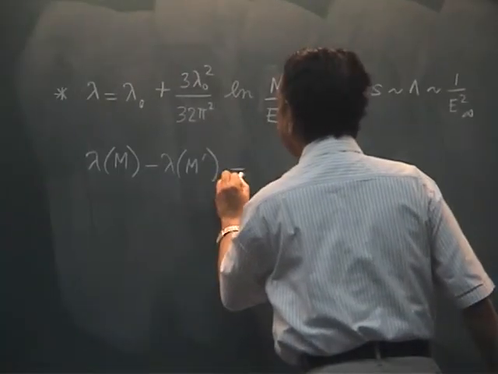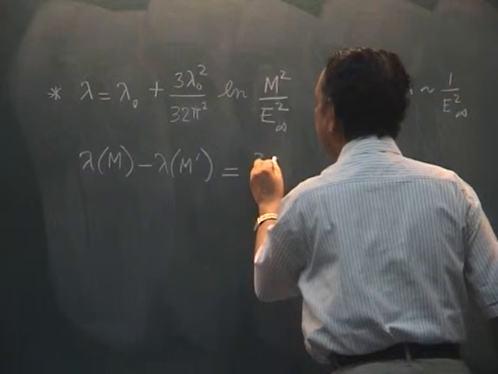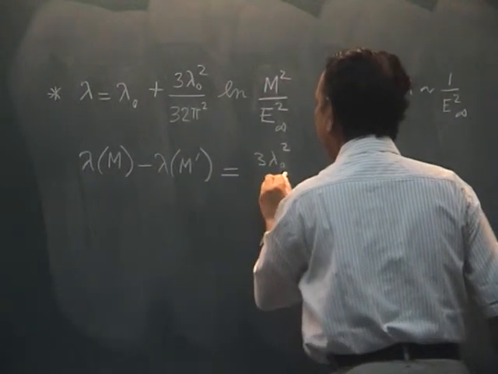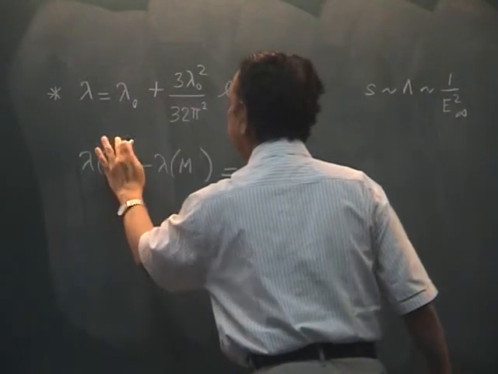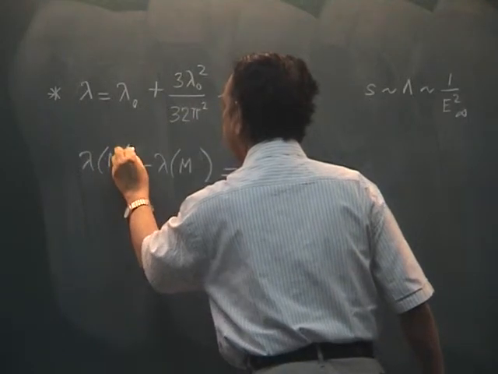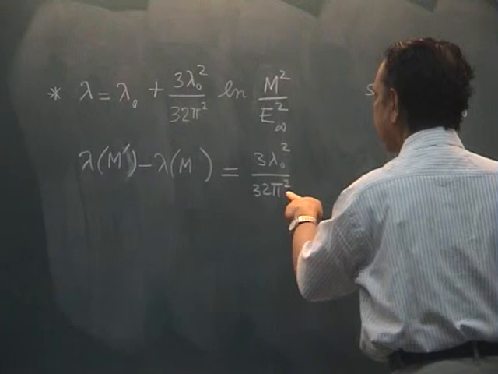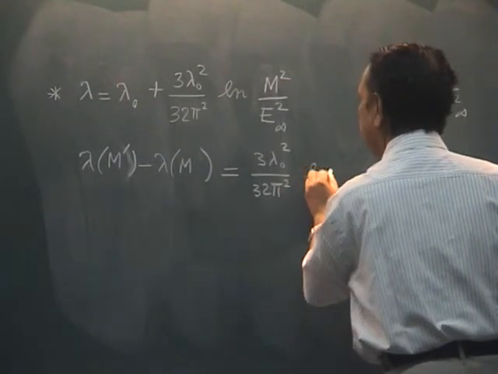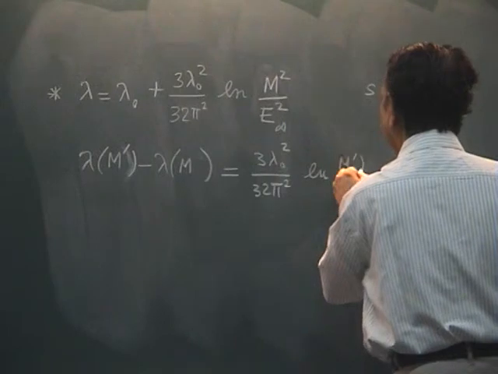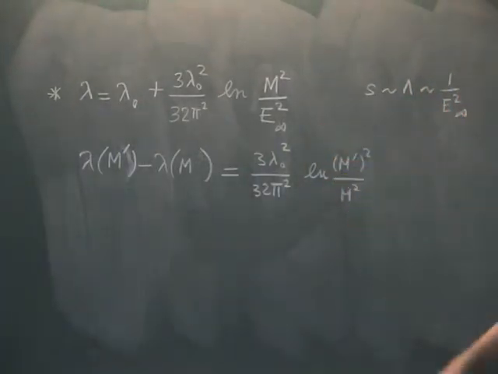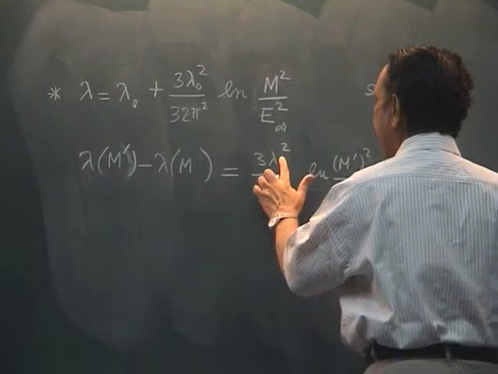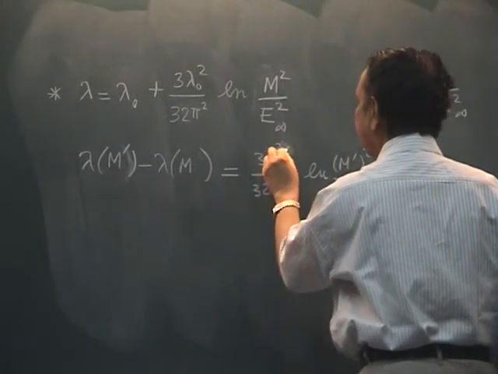From this we immediately find that this is equal to 3 lambda naught square upon 32 pi square. Okay, let me take it as lambda at m prime minus lambda at m, equal to 3 lambda naught square upon 32 pi square log m prime square minus m square. I am just subtracting these two. So think of m prime as slightly different from m. From m I am moving a little away. So to the lowest order, this can be evaluated at lambda square at m itself.